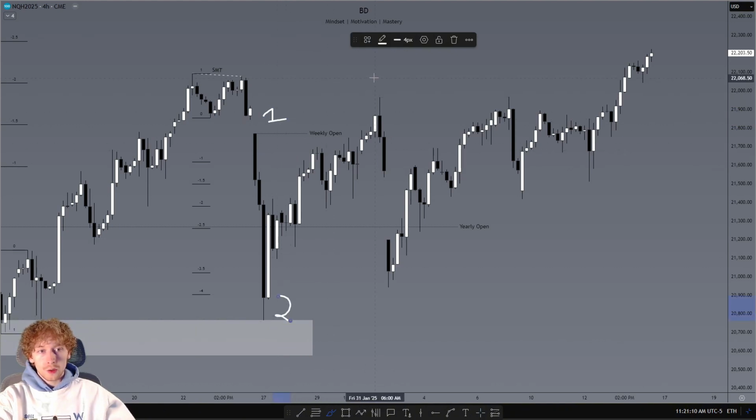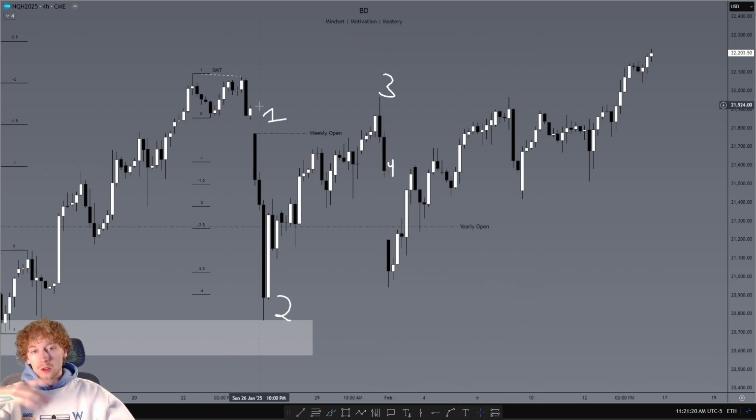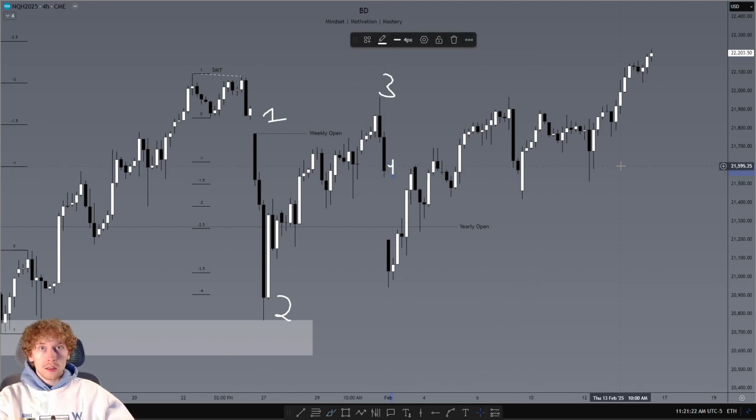1, 2, 3, and then now 4 right here. Right here is where the weekly candle closed, okay? So 1, 2, 3, 4.